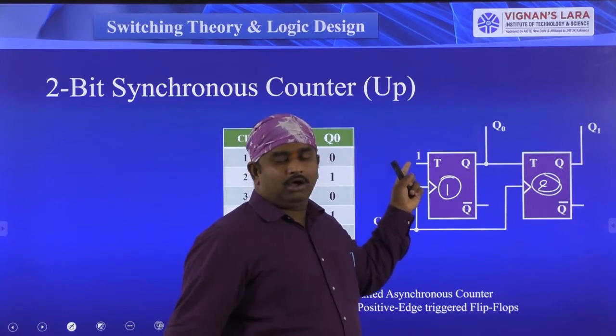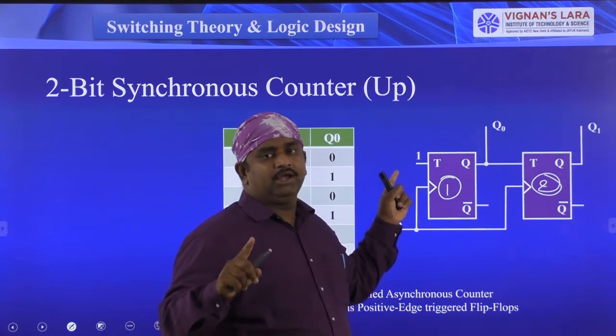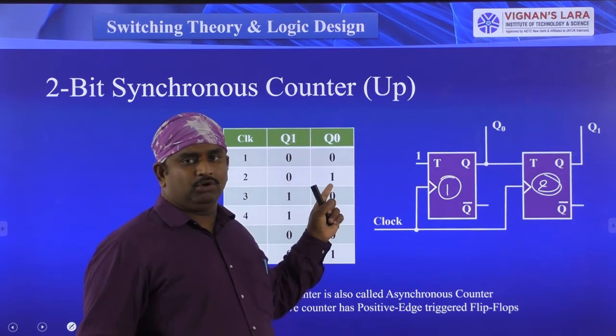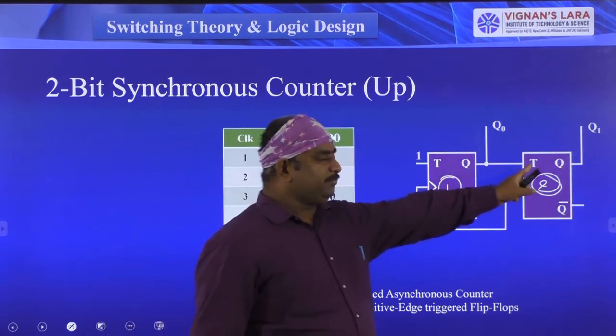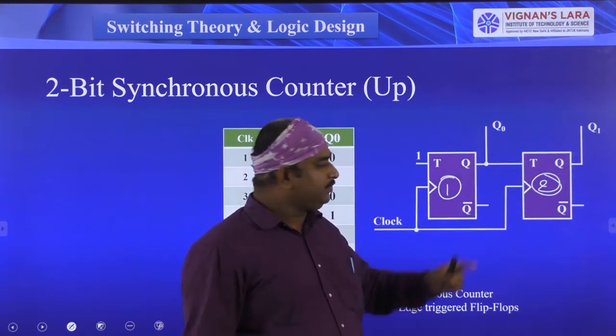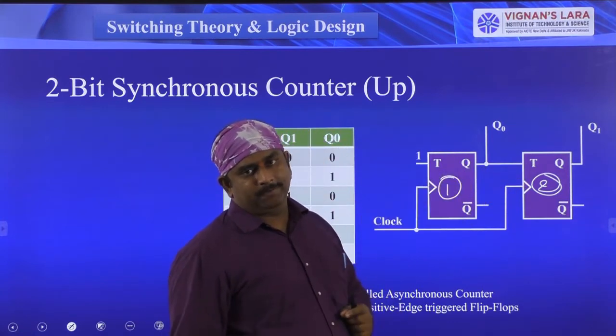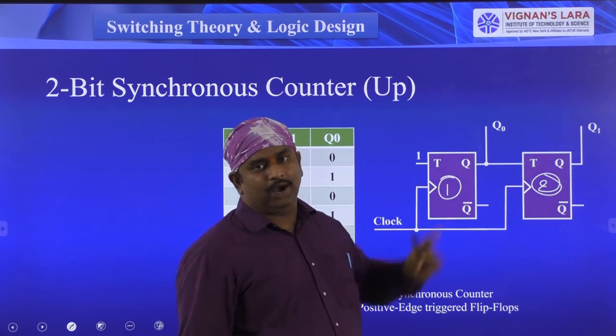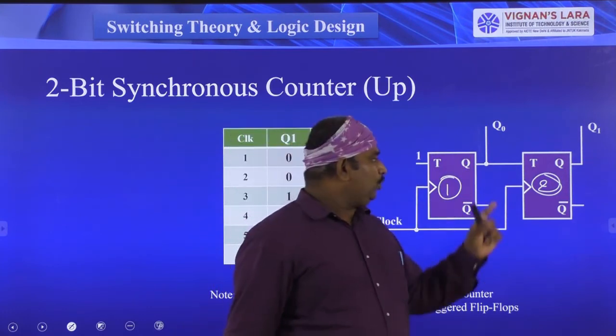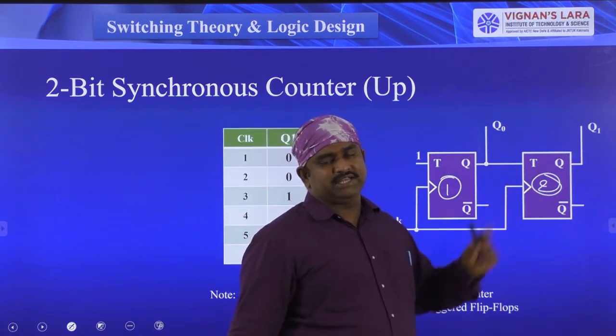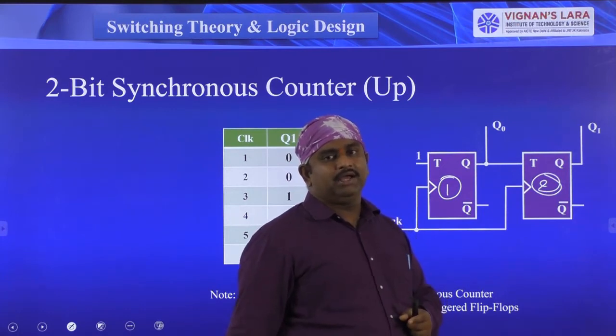Next, the input of the first flip-flop is T equal to 1, and the second T input we are not giving directly. The second T input depends upon the first flip-flop output, that is, it depends upon Q1. Now Q1 has to decide what the T value is.